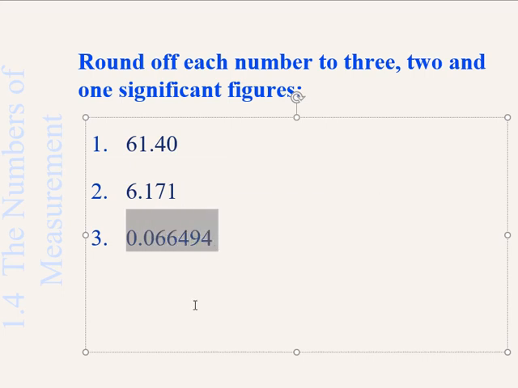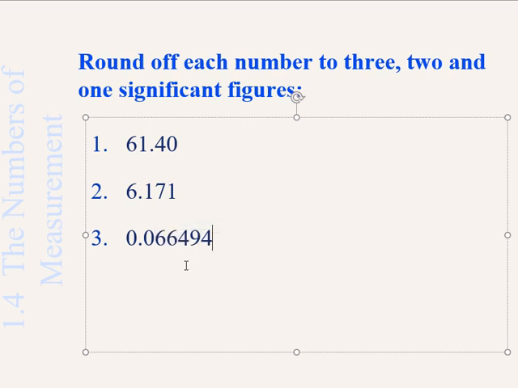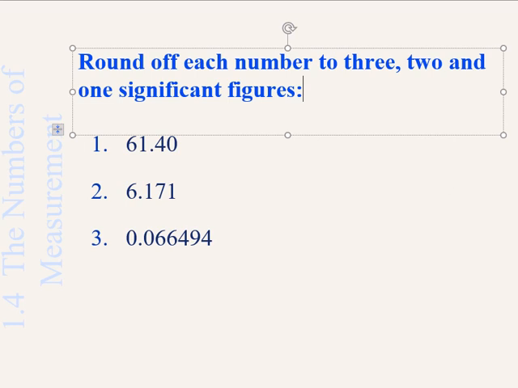0.066494, and our sig figs start with 6. We have 5 sig figs. If we want just 3 sig figs, we would be stopping here, but notice this number is greater than or equal to 5, making this a 5. So the final answer will be 0.0665. So those are our 3 sig fig rounded values.